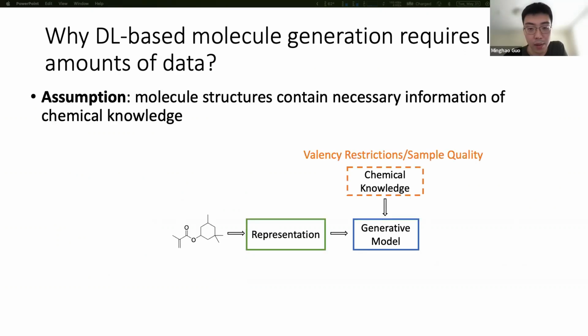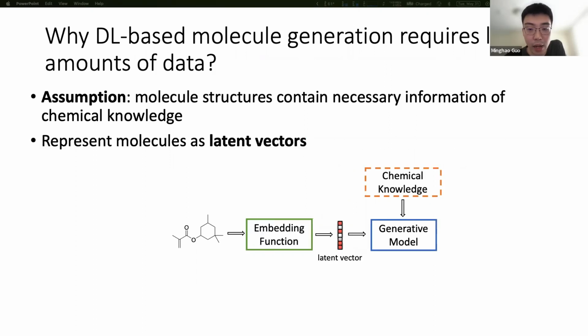A common assumption in molecular generation is that the molecule structures contain all the necessary information of the chemical knowledge, for example, the valency restrictions or the sample quality. And we want our generative model to capture such chemical knowledge by seeing as many molecule structures as possible.